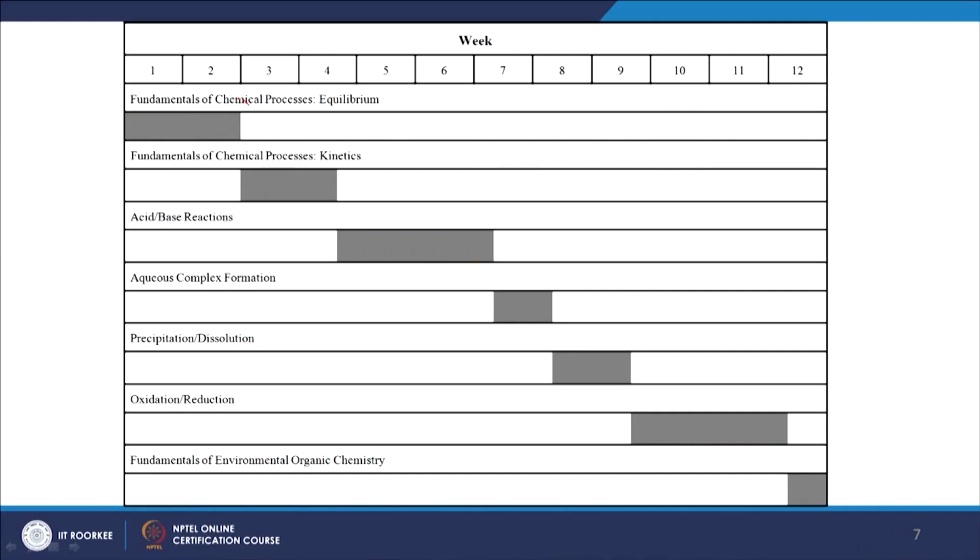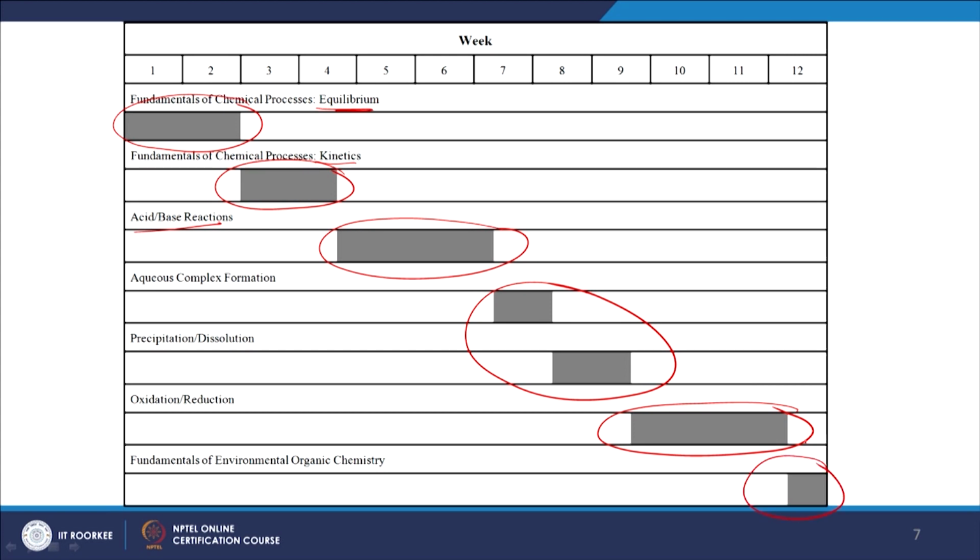If we look at the schedule, we see that we have a couple of weeks for equilibrium, and then again a couple of weeks for kinetics, where we are going to discuss the fundamentals. Then we are going to look at the applications of equilibrium and kinetics in acid base, spend relatively less time on aqueous complexes and precipitation and dissolution, and then considerable time on redox reactions because they are ever present and are of great relevance to environmental engineering. Then some time on environmental organic chemistry. Obviously if you are dealing with microbes, and because in nature we also have organic compounds, we are going to have a brief look at that.